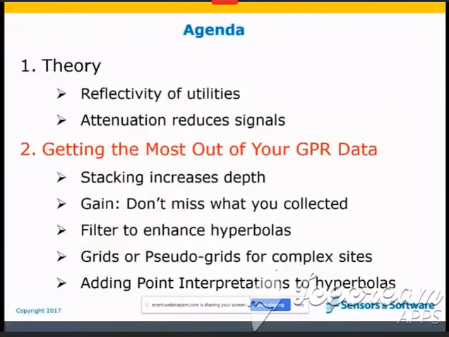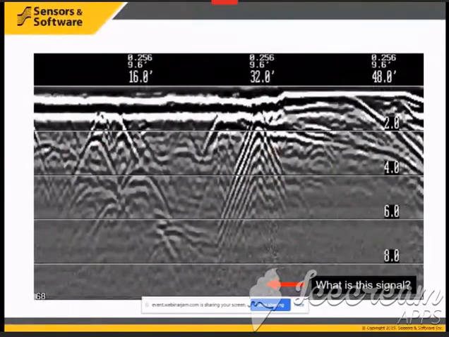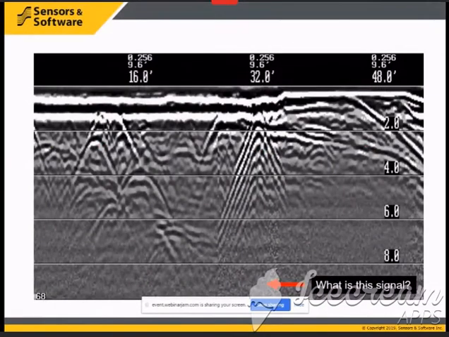Okay, so now that I've got the GPR reflectivity and attenuation out of the way, let's talk about a few concrete ways that you can get more out of your GPR utility data. Look at the bottom of this GPR line. What is the signal that looks like a snowstorm or an old school TV station not coming in properly? Some of you will know that this is background radio frequency noise.